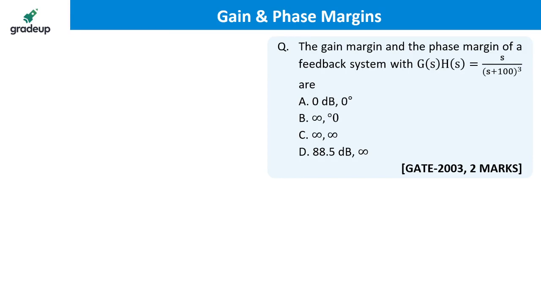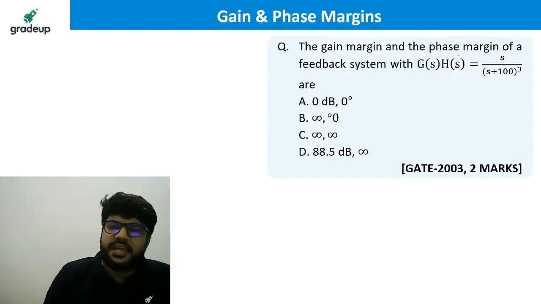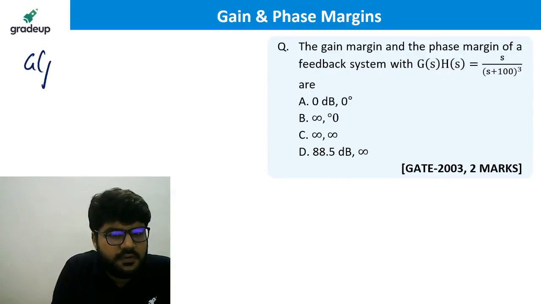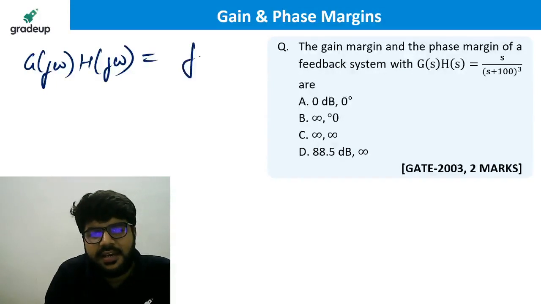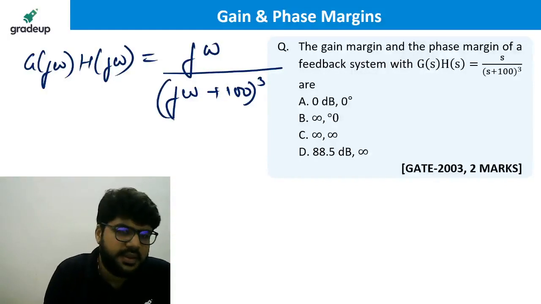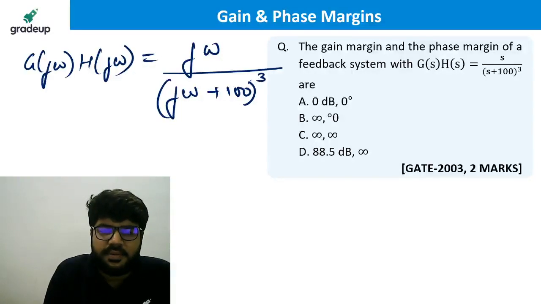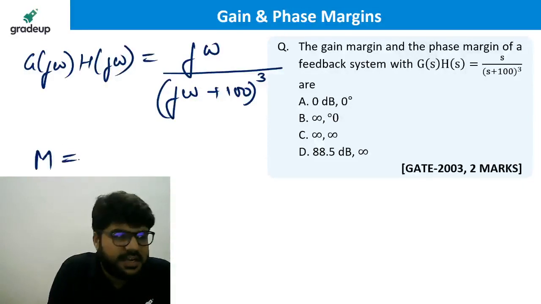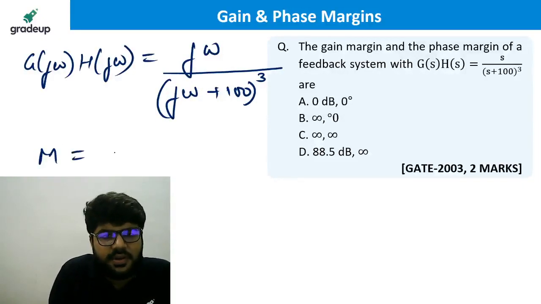All right. So I shall explain to you the concept behind this: the gain and phase margin. First of all, what is G(jω)H(jω)? It is jω divided by (jω plus 100) to the power 3. Okay. What is the magnitude and phase function? Let us write it separately.